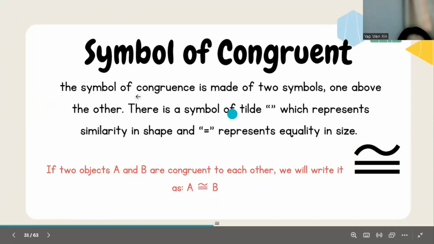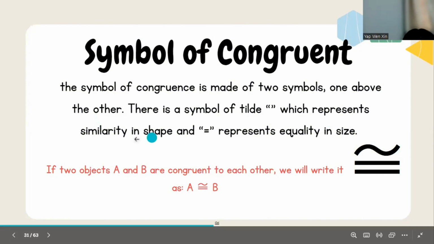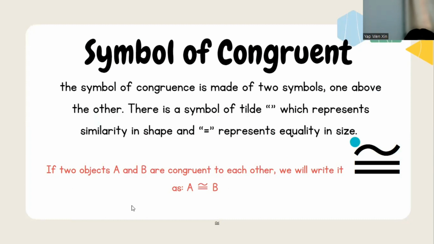Symbol of congruent. The symbol of congruence is made from two symbols, one above another. There is a symbol of tilde, which represents similarity in shape, and the equals sign represents equality in size.